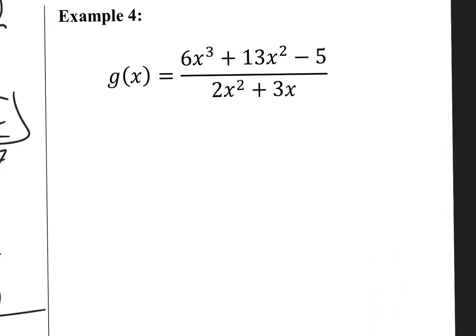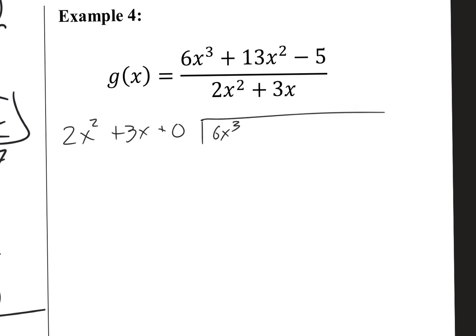Maybe pause the video. This one might require some placeholders, right? So I'll set it up for you all. I would write it like this. 2x squared plus 3x plus 0, because you don't have a ones term, and divided into 6x cubed plus 13x squared plus 0x minus 5. Go ahead and give that a shot. You can't really do synthetic division for these types because there's multiple zeros, so it just doesn't really work out. Not really possible if you have a degree other than 1, but this will still work. So go ahead and give it a shot. Long division always works. Pause the video when you're ready to check your work.